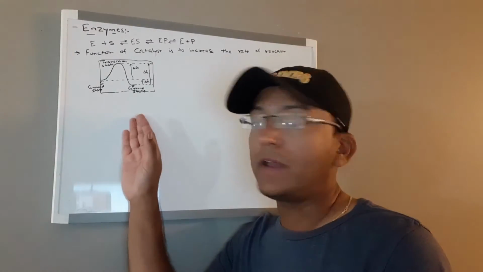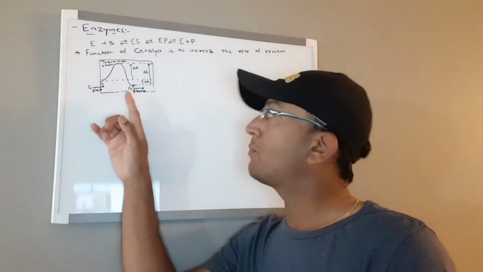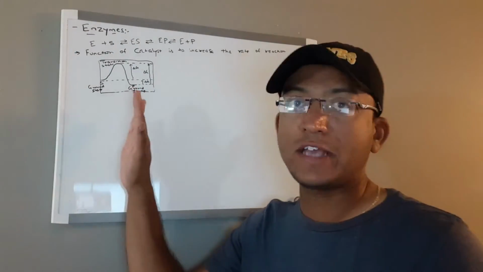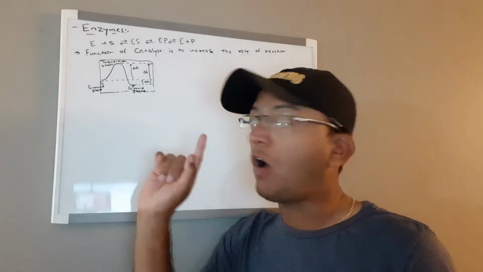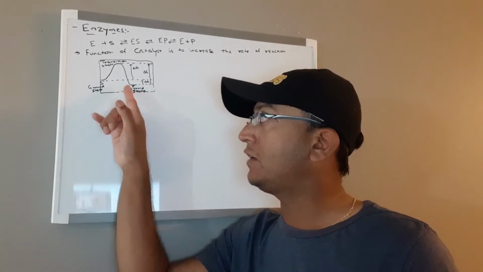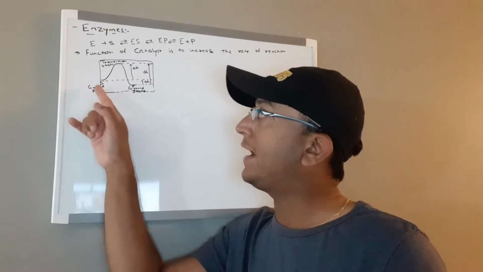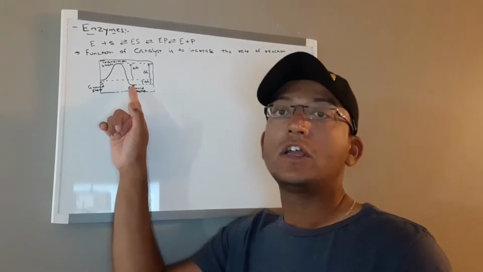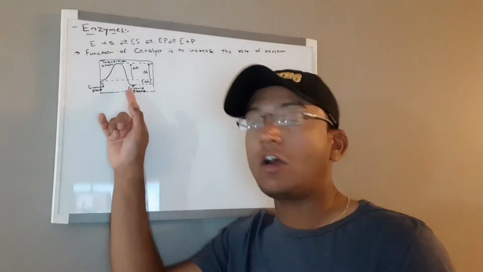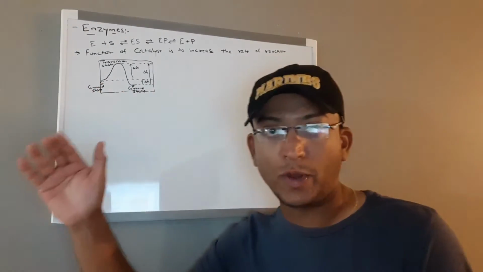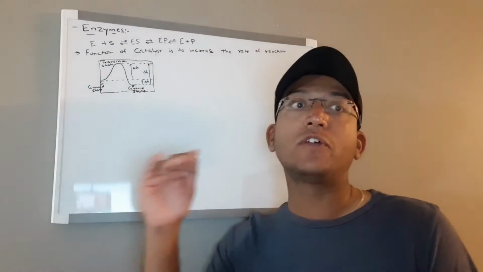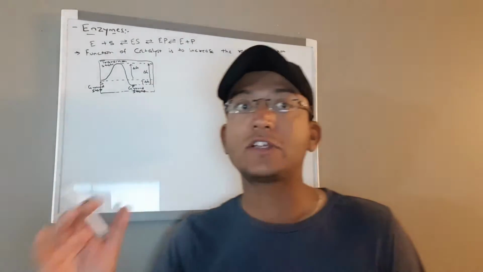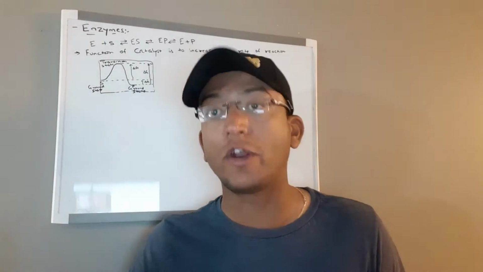The equilibrium between S and P, the product, reflects the difference in the free energies of the ground states. In this example, the free energy of the ground state of P is lower than that of S. The S energy is here and the P is here. So the free energy of the ground state of the product is lower than that of the substrate, which means the delta G, or free energy of the reaction, is negative, and that's why the reaction is exergonic.